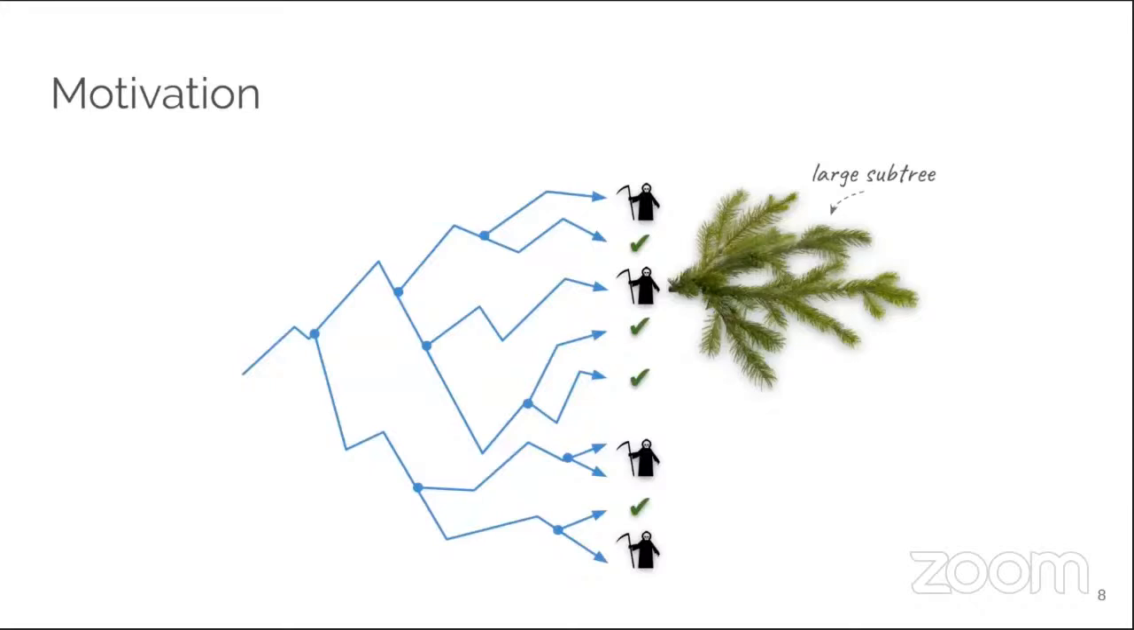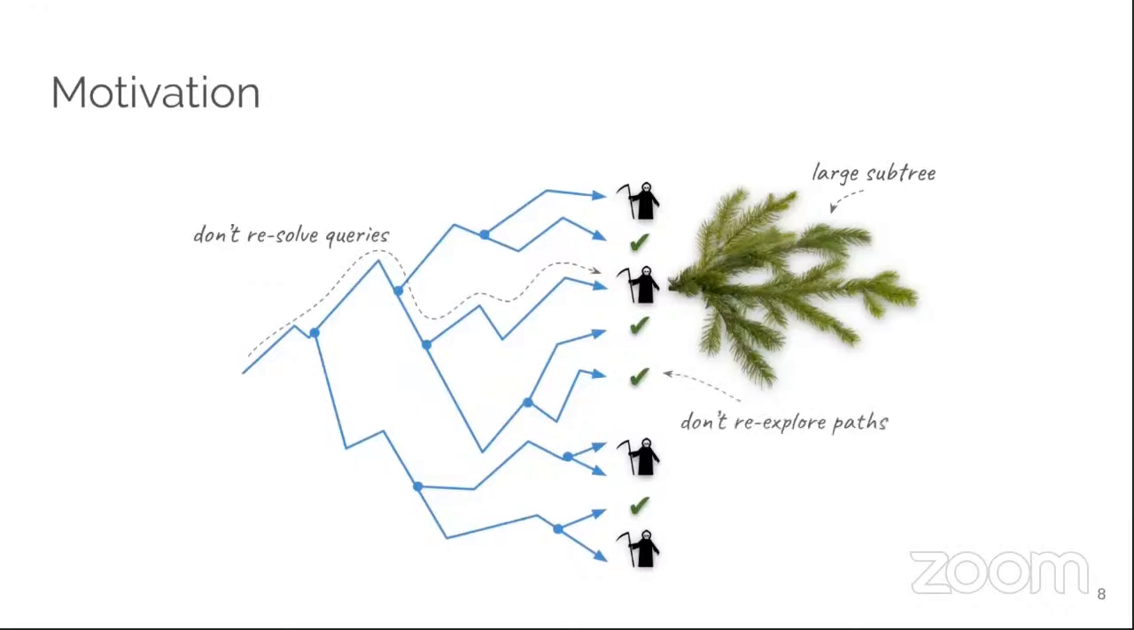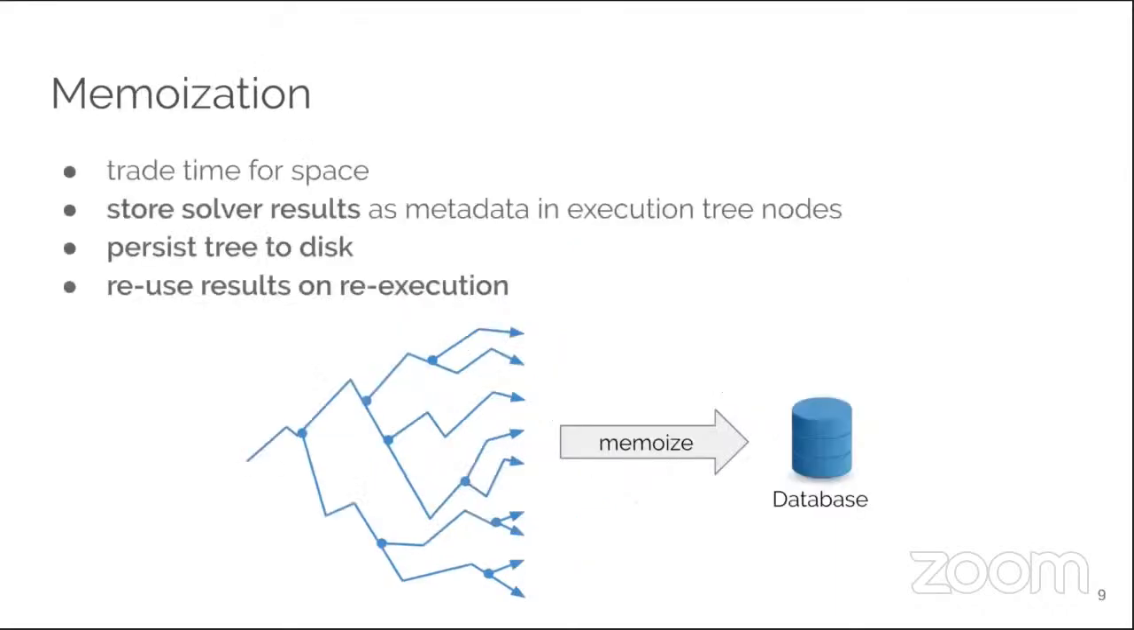We had 2 goals. First, when we explore a path to the point of interruption to make further progress, we don't want to resolve all the solver queries. And second, we don't want to re-execute the already explored subtrees. The solution to the first problem is Algorithms 101: use memoization to store and reuse results of expensive computations. In our case, we store constraint solving results in the execution tree nodes and persist the whole tree to disk. A data structure reflecting the execution tree exists in most symbolic execution engines in one way or another.